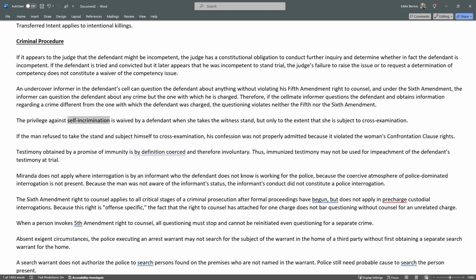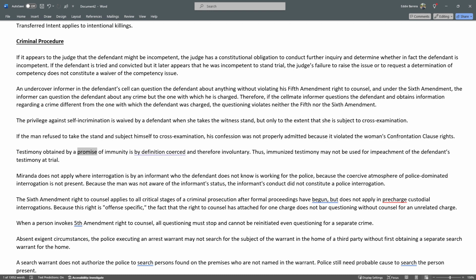The privilege against self-incrimination is waived by a defendant when she takes the witness stand, but only to the extent that she is subject to cross-examination. If the man refused to take the stand and subject himself to cross-examination, his confession was not properly admitted because it violated the woman's Confrontation Clause rights.